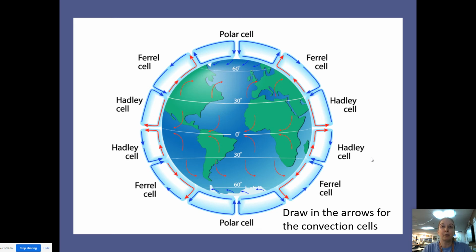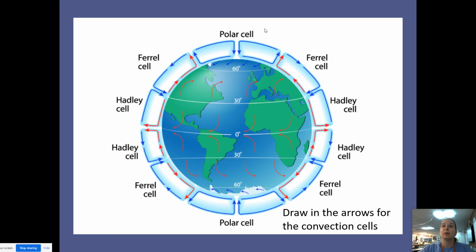And there's two videos I'm going to post that talk about both of these things in better detail than I am, and they do a better job, so please watch those. Understand the Hadley cells are going to go up and away from the equator. The Ferrel cells are in the middle, and then the polar cells are on top.